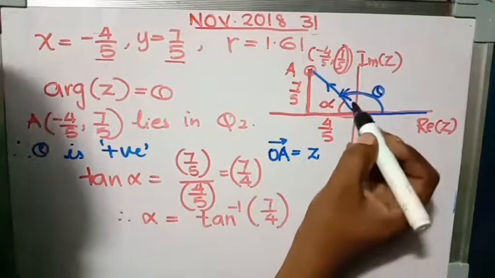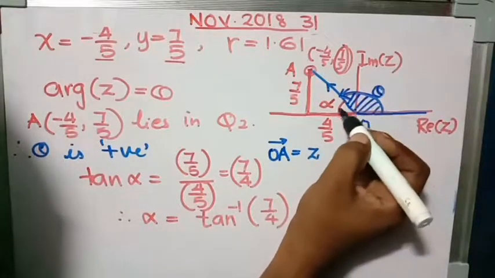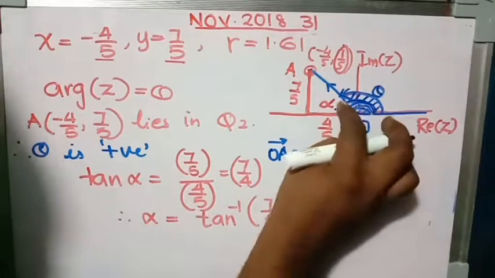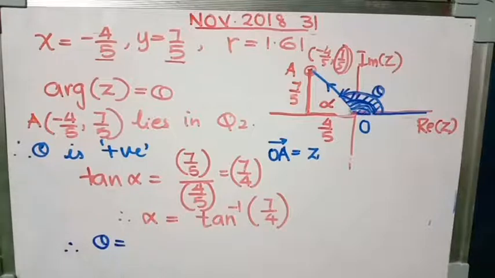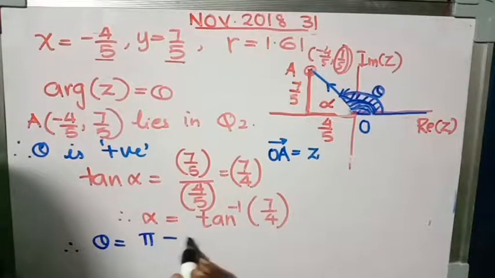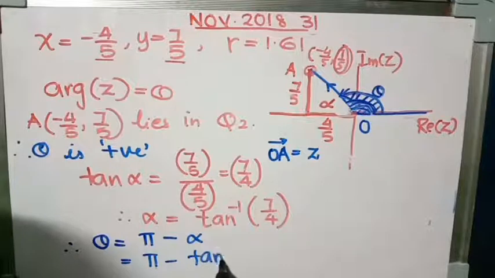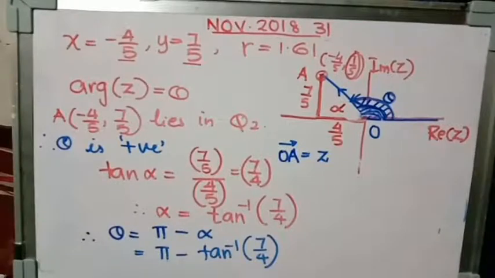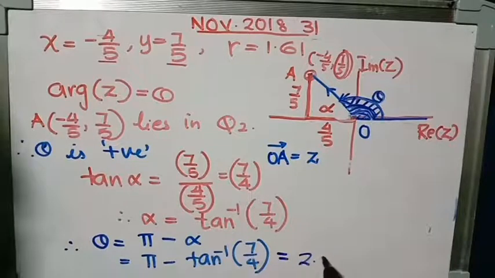Now we need to calculate the value of theta. To find theta, what we need to do is subtract alpha from pi. If you subtract alpha from pi, we get the value of theta. So theta is equal to pi minus alpha, that is equal to pi minus tan inverse 7 by 4, which is equal to 2.09.